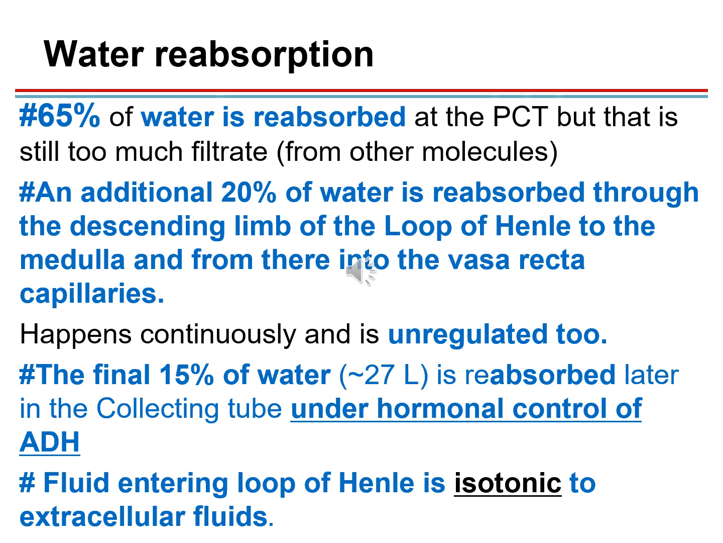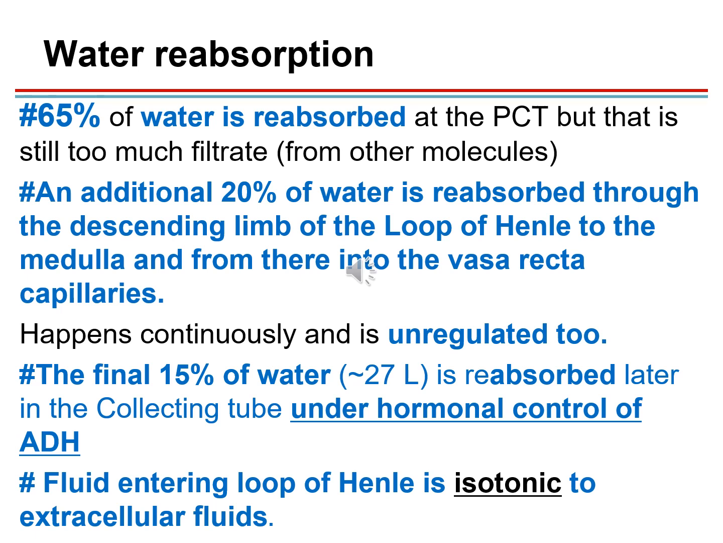Now, 65% of the water is reabsorbed in the proximal convoluted tube. It's a large amount. 65% of the water filtrated in the capsule is reabsorbed in the proximal convoluted tube. An additional 20% more of water is reabsorbed through the descending loop of the loop of Henle.